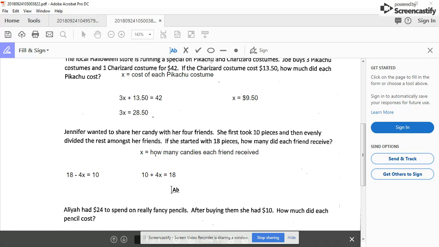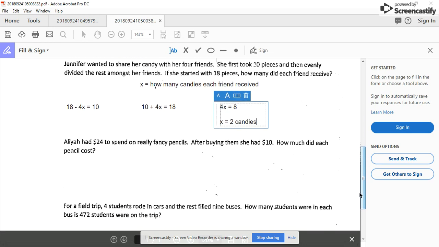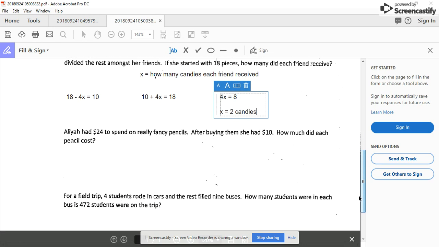Solving it, let's see, minusing 10 gets us 4x equals 8. So x equals 2, and my units are candies. All right. Let's go ahead and do the next one.